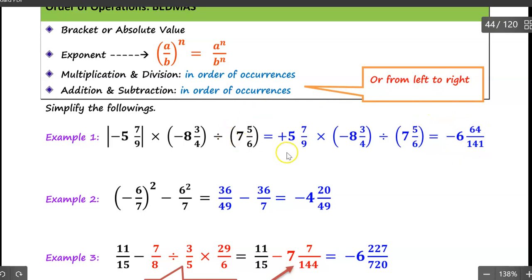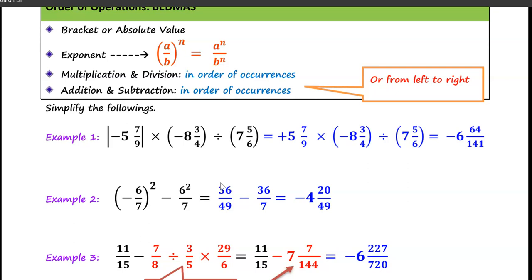Okay, so what I will do is I will let everyone try this for yourself, and I will demonstrate the calculator using example number 2. All right, so for example number 2, what I need to put in is this value: negative 6 over 7, all of it square, subtract 6 square over 7.